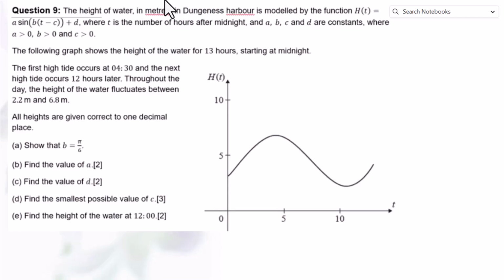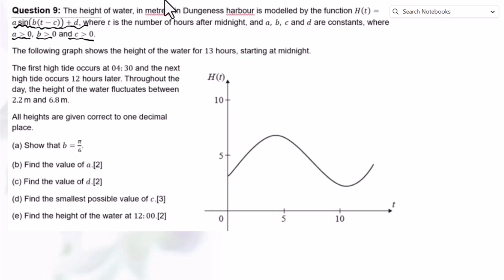Let's go to question 9. The height of water in meters is modeled by the function h of t equals a sine b times t minus c plus d, where t is the number of hours after midnight, and a, b, c, and d are constants, where a is positive, b is positive, c is positive.